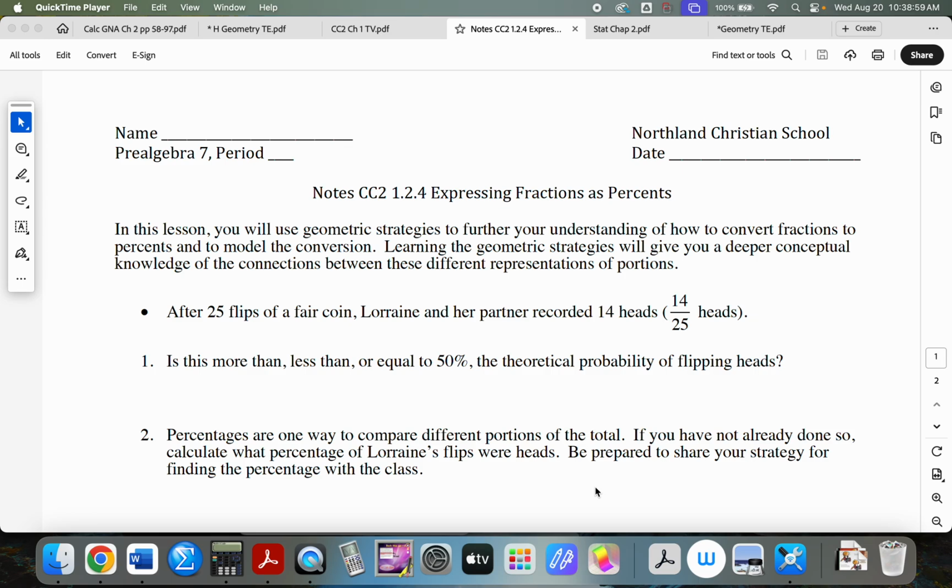In a prior math class, probably last year, is how you can express fractions as percents.